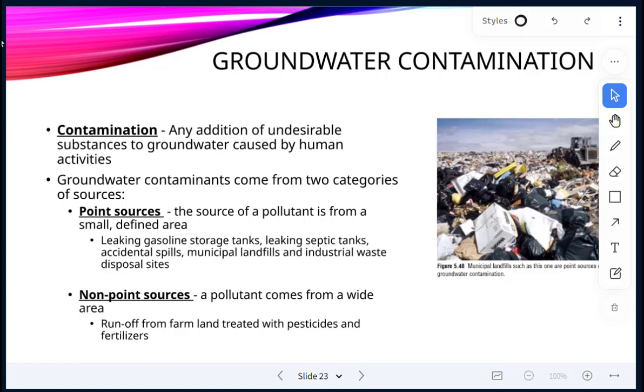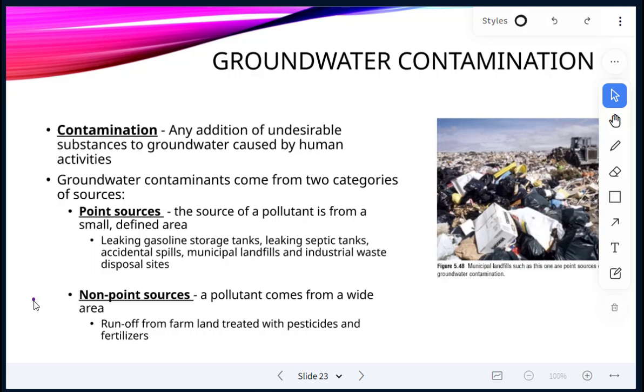Groundwater can become contaminated. Contamination is any addition of undesirable substances to the groundwater and is caused by human activities. Two categories of sources. Point sources are when the source of a pollutant is from a small defined area. For example, a leak in gasoline storage tanks, a leak in septic tanks, accidental spills, landfills, industrial waste disposal sites. Those are called point sources.